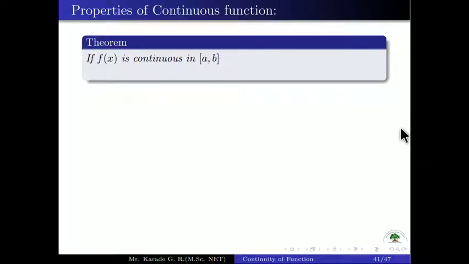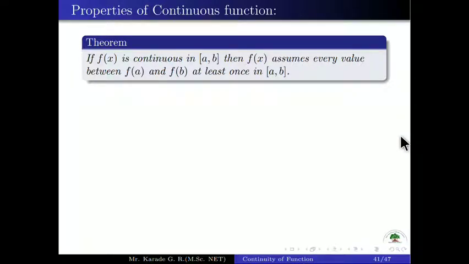If f of x is continuous in closed interval a comma b, then f of x assumes every value between f of a and f of b at least once in closed interval a comma b. Once again, if f of x is continuous in closed interval a b, then f of x assumes every value between f of a and f of b at least once in closed interval a comma b.